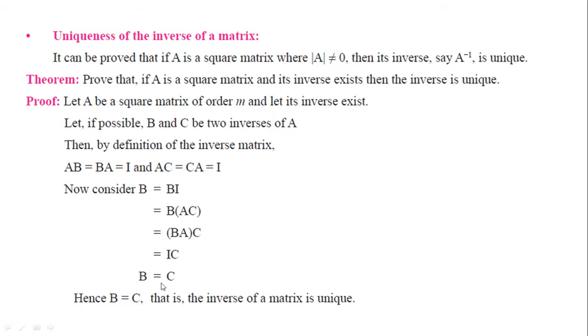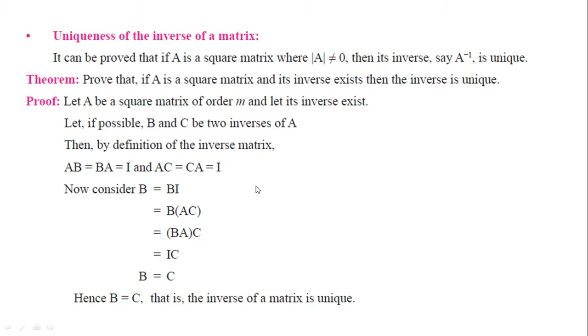See this theoretical proof. What we have discussed is the meaning of inverse: A into A inverse or A inverse into A is equal to the identity matrix. Then A inverse is called the inverse of a square matrix. Then existence of inverse: the inverse exists if the square matrix is non-singular, and that inverse is unique.